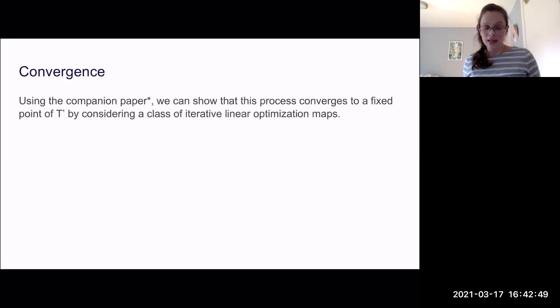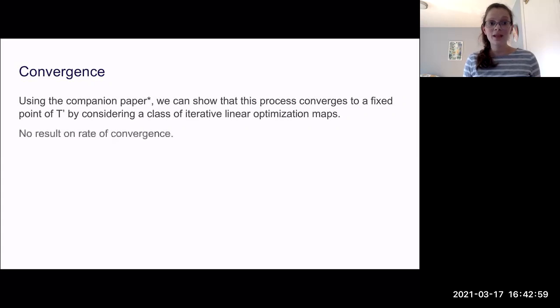The other paper that talks more about this iterative map as a general tool for optimization, we can actually use the results from that to show that this map A converges. But we don't have any result on the rate of convergence. So we have our experiments that show that it's actually very quick to converge, but we don't have any result actually on the rate of convergence. But at least we are going to converge to a solution.